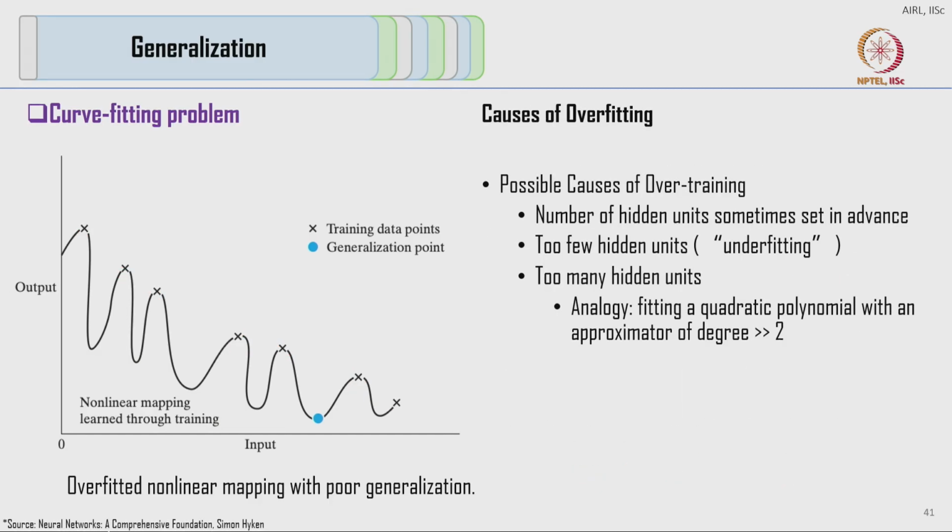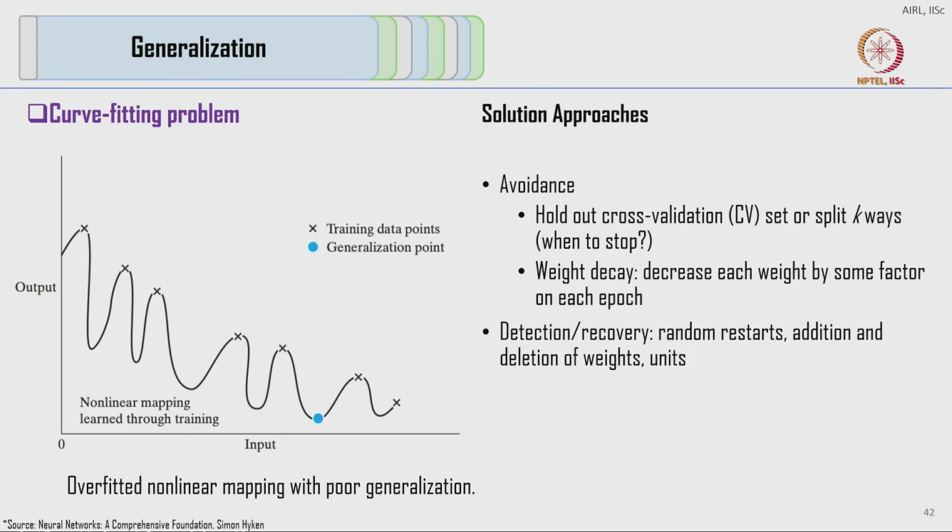Certain causes of overfitting could be a higher number of hidden units or learnable parameters. If we did not realize the complexity, we could have chosen m equals 9, and that would have led to overfitting. If we have too few parameters, then it leads to underfitting, which is essentially not being able to learn the actual data distribution. Certain solutions that exist are to use something known as a cross validation set, or to use weight decay, which decreases each weight by some factor on every epoch.